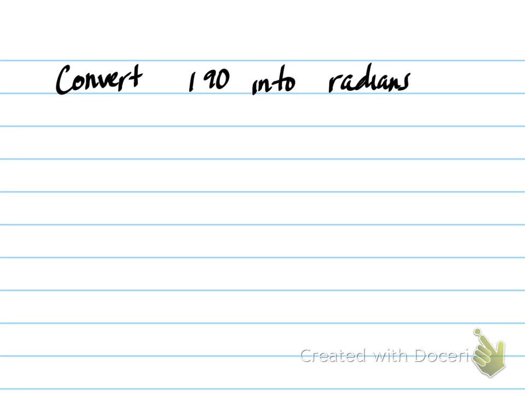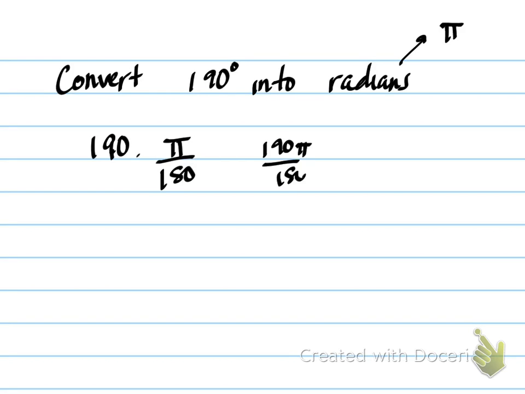Let's just do one more. Let's convert 190 degrees into radians. Again, I know that radians has pi in my answer, and so I'm going to have to multiply so that pi remains. I know that pi is going to be on top on this one. So if we multiply that through, we're going to get 190 pi over 180.